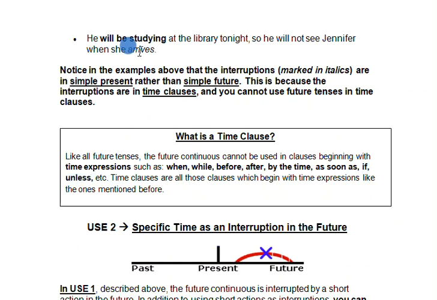¿Qué queremos decir? ¿Qué nos dijo la explicación del cuadro? Cuando nosotros tenemos una oración de tiempo, por ejemplo esta, when she arrives, ¿cómo sé que es una oración de tiempo? Porque tengo el marcador de tiempo acá, when. Esas oraciones no pueden ser usadas con tiempos futuros. En español pasa exactamente lo mismo. Vea la traducción. He will be studying at the library tonight, so he will not see Jennifer when she arrives. Él estará estudiando en la biblioteca esta noche, así que él no verá a Jennifer cuando ella llegue.